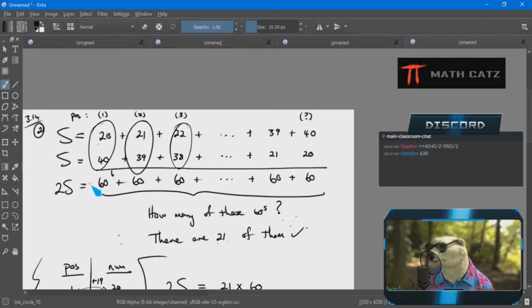Write them, flip them around, add them up in pairs, count how many there are, boom, you're done. You can always do that. There's no harm in doing that.